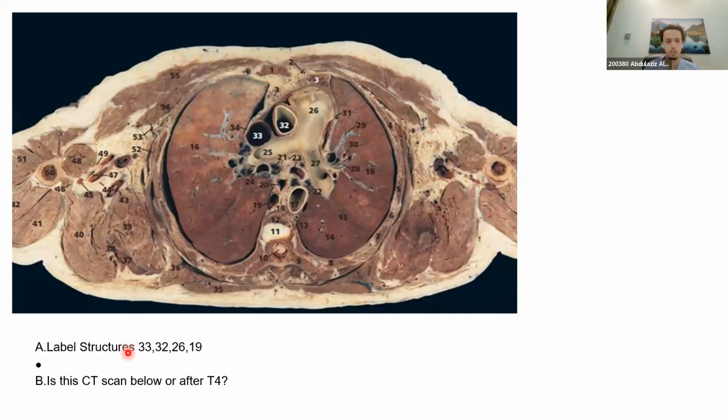Can you guys label structures 32, 33, 26, and 19? So 33 right here, 32, 26, and 19. I want someone to unmute and answer this question.